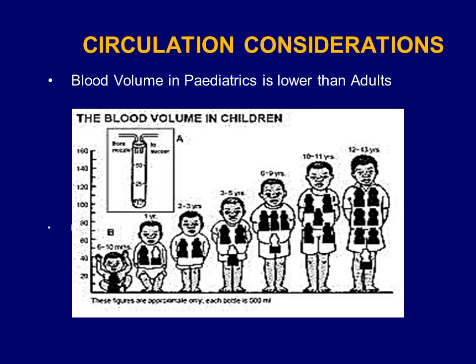If a 10-month-old baby loses 125 milliliters of blood, for example due to bleeding, that is already 25% of his or her circulating blood volume. But if a 12-year-old loses the same amount of 125 milliliters, that is only 4% of his circulating blood volume. Therefore, the younger they are, the more likely for them to develop shock rapidly.